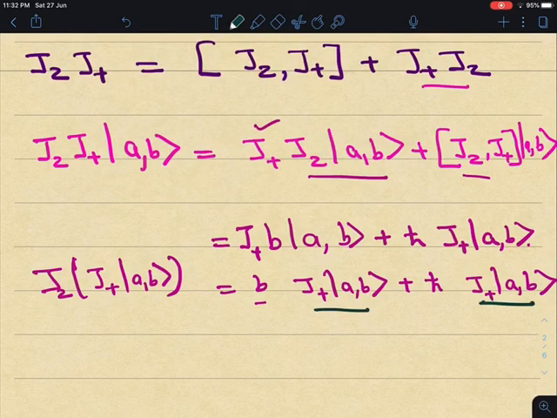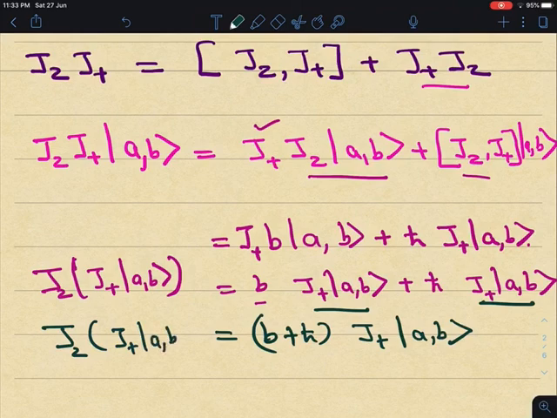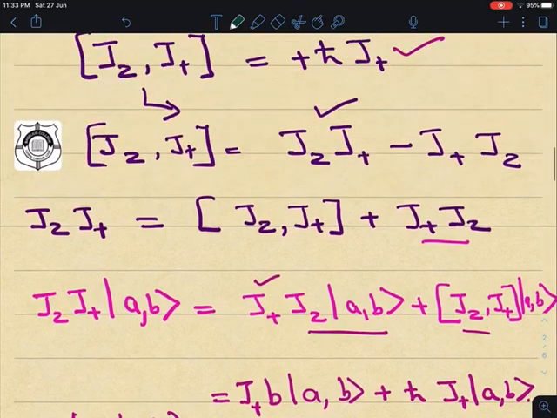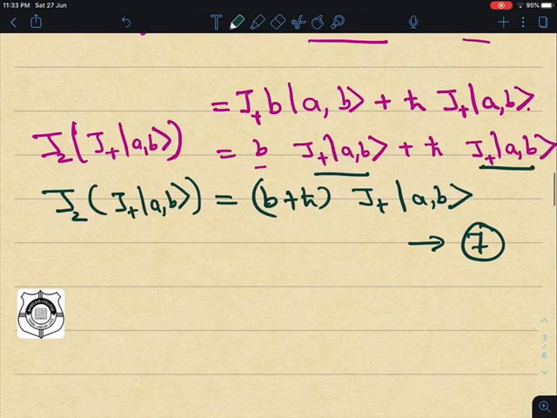Now we can just take this common factor outside. So it will become b plus h cross times J plus ket ab, and here you have Jz J plus ket ab. Now just look into this equation. Let's put this as equation 7.